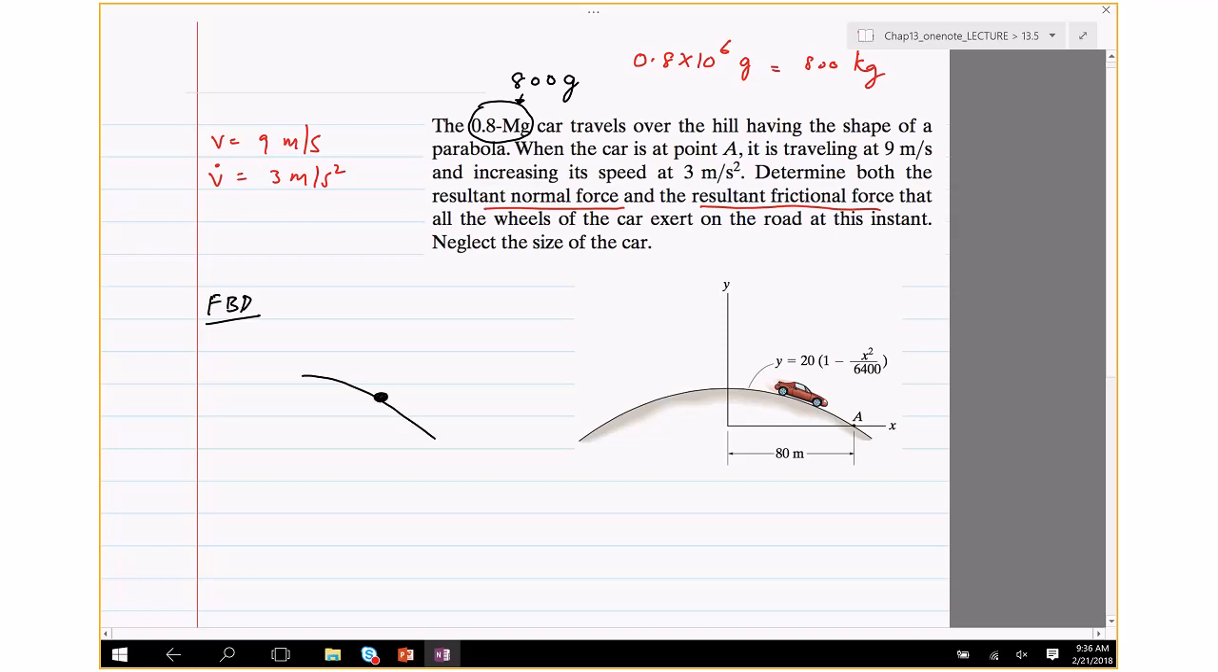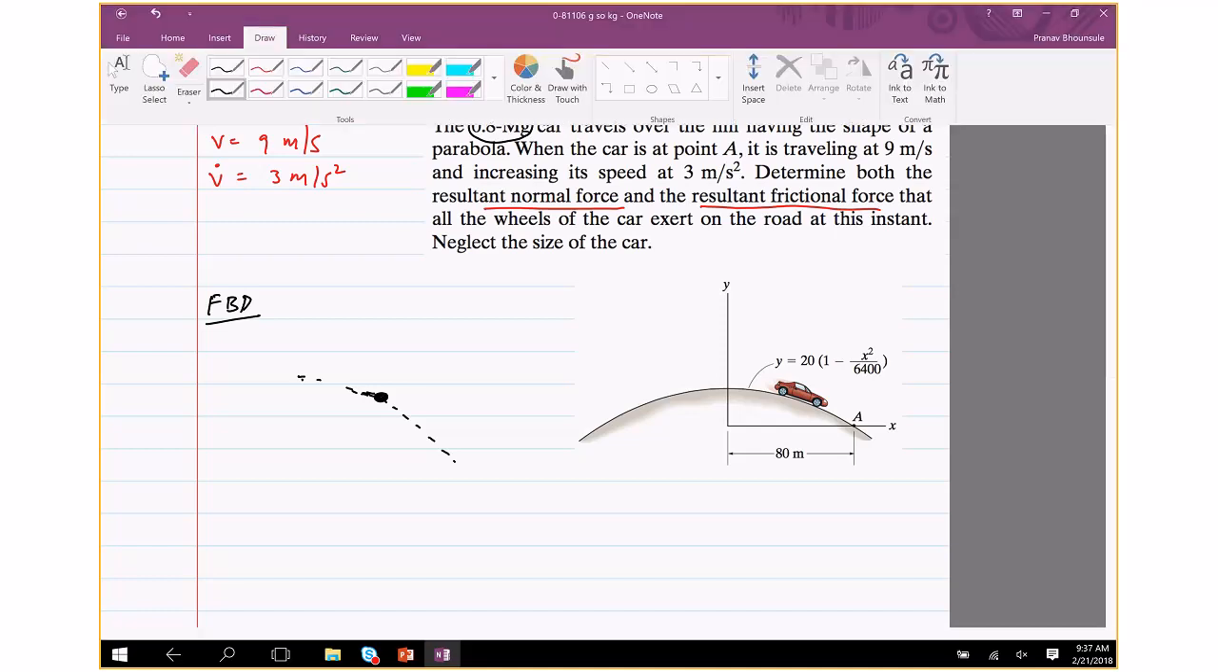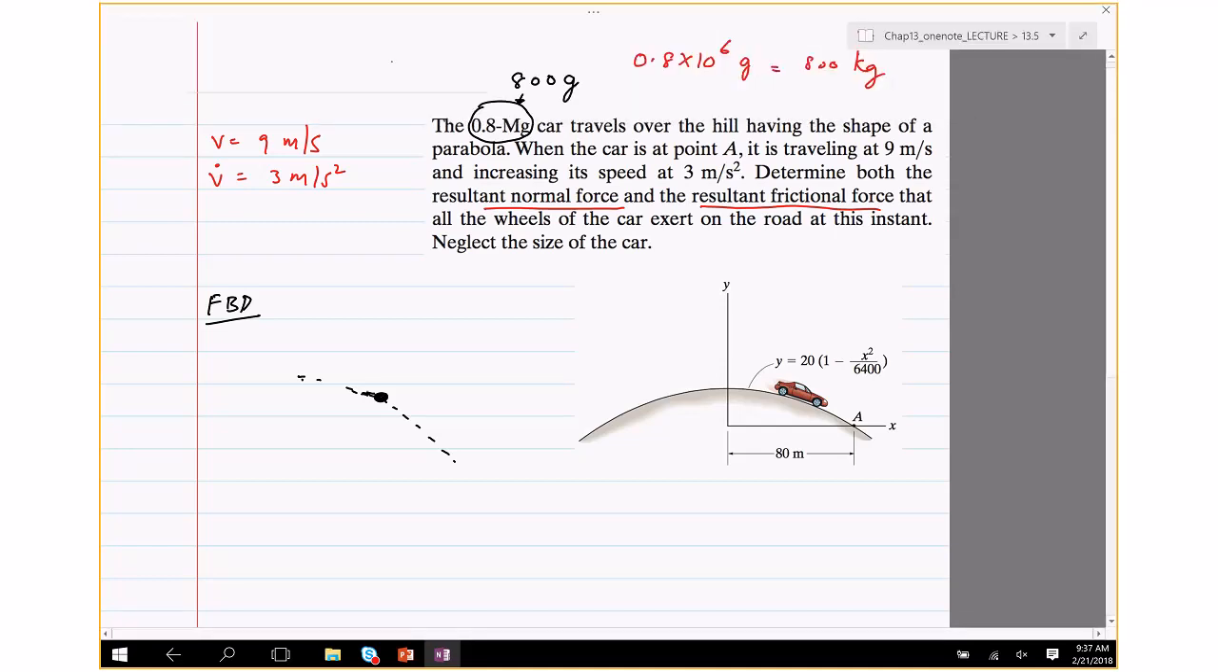By the way, I'm not showing the ground there. Well, let me just draw a dotted line. I don't want to show the ground because that's not a free body diagram. But I want to show the curve so that I can draw N and T. Okay, so I'm going to draw the NT frame.